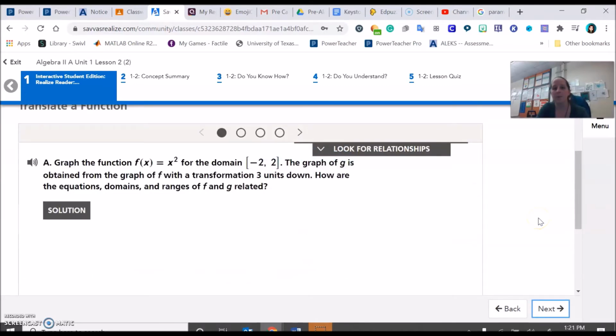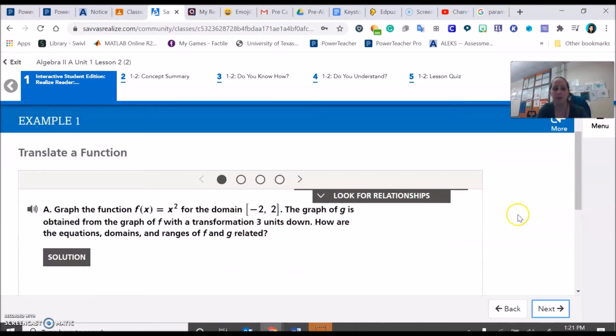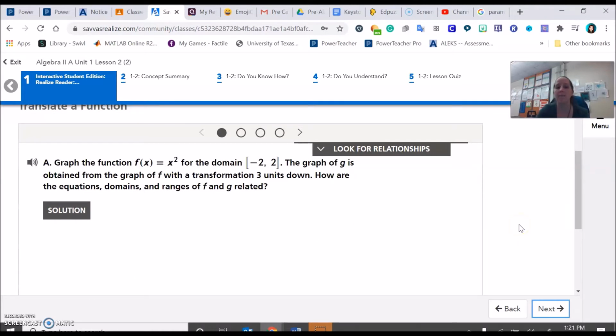All right, example number 1, translate a function. Graph the function f of x equals x squared for the domain [-2, 2]. Remember, we had brackets. Brackets means that includes the -2 and the 2. The graph of g is obtained from the graph of f with a transformation 3 units down. How are the equations, domains, and ranges of f and g related?